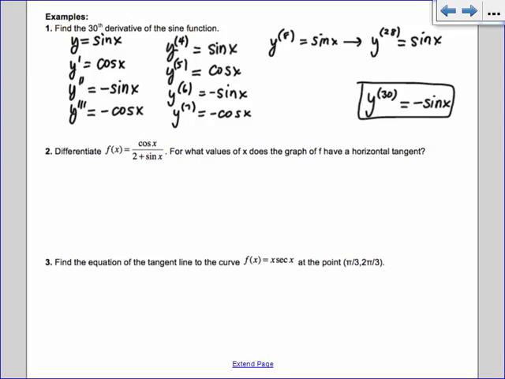There are not patterns for secant and so on. Like, those ones are very messy. You'd have to do product rule a lot.